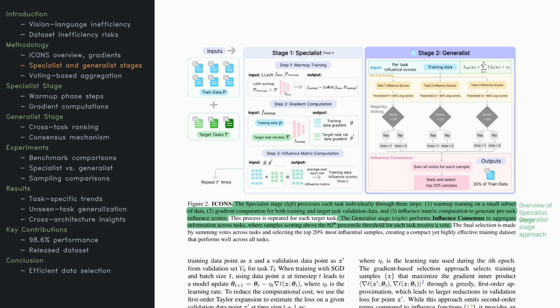Afterward, the generalist stage comes in and merges all the influence matrices from the tasks. For each data sample, if its influence score is above a threshold, it gets a vote. Samples with the most votes across tasks, in other words, the top 20%, are chosen for the final dataset. That's how ICONS ensures a tight but powerful subset that works well across many tasks.